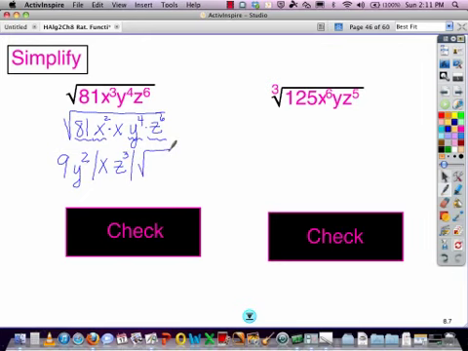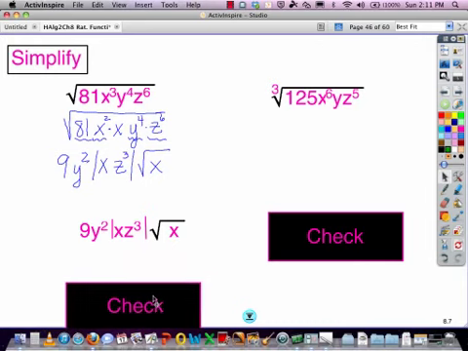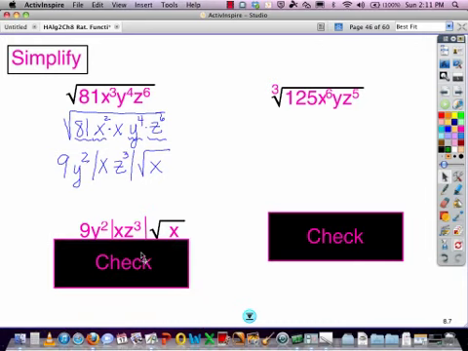And then we have that one guy who didn't break into anything. He wasn't a perfect combination of 2. And so we leave this as 9y squared times the absolute value of x times z to the third times the square root of x. We can check. I think we're going to be close. Yep. Okay, we got that one right on.